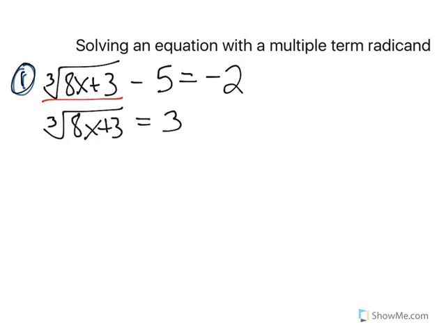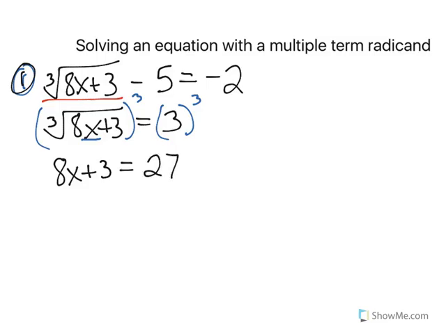Now we need to get rid of the cubed root so we could get to the x. So we need to cube both sides. By cubing both sides, that cancels out the cubed root, and we have just 8x plus 3 equals 3 cubed, which is 27. So now you go ahead and solve the linear equation, and you get x equals 3.